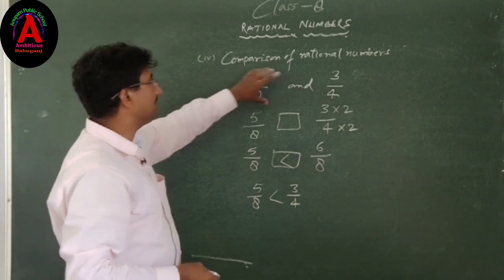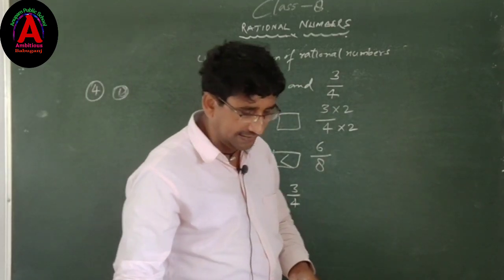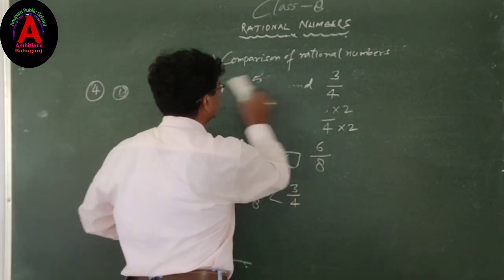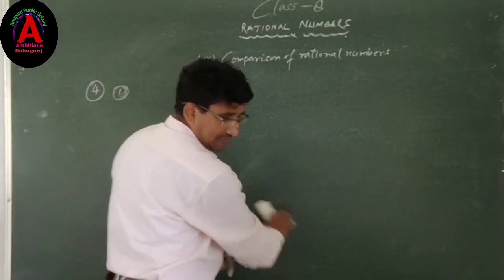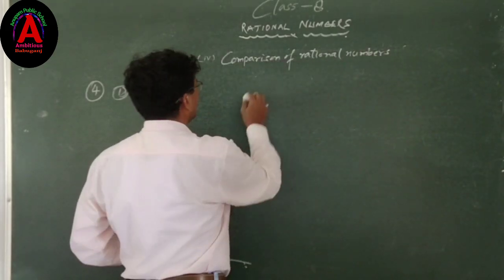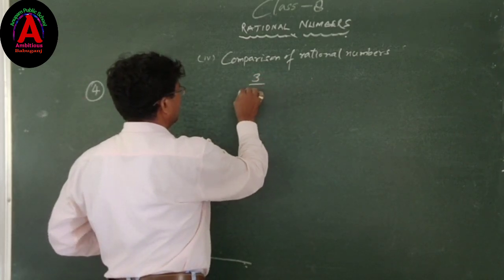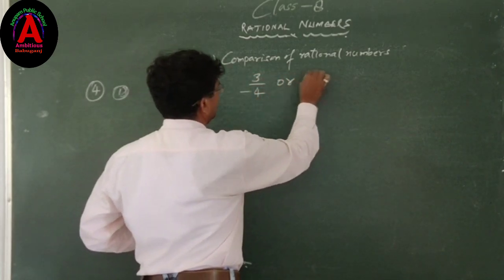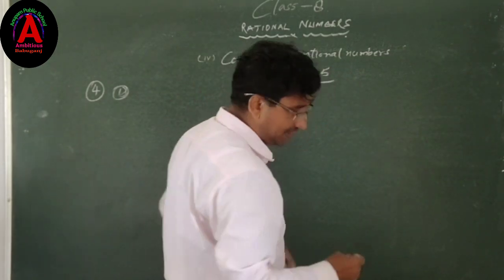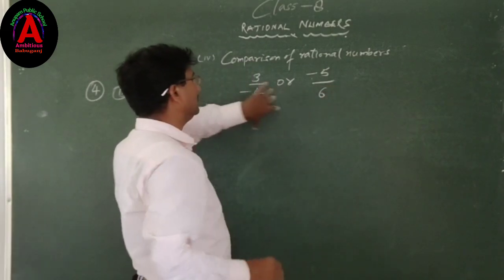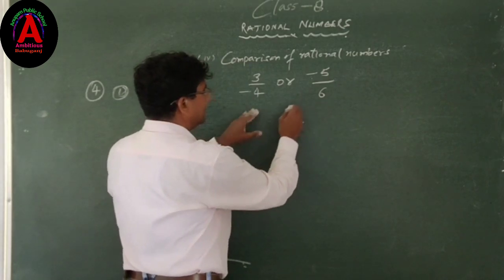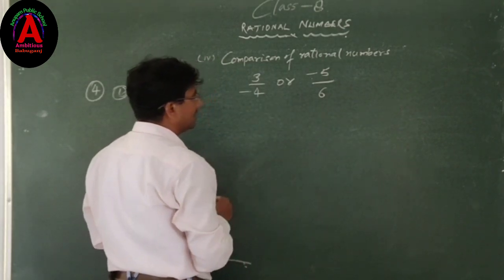So this was with positive rational numbers. When we have negative ones, what will we do? For example, 3 by -4 or -5 by -6, which is greater? Just we will have to take the LCM of both. So how will you take the LCM of both?